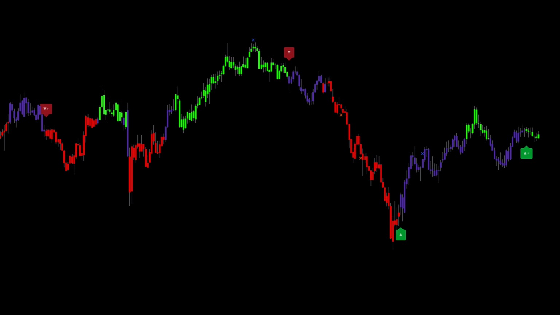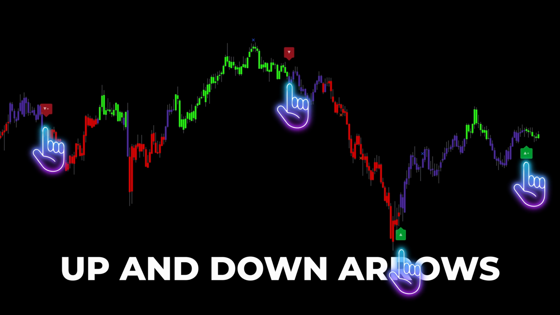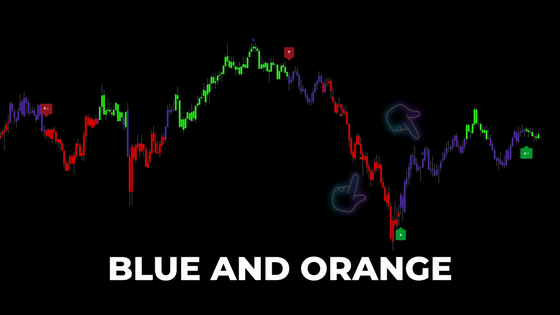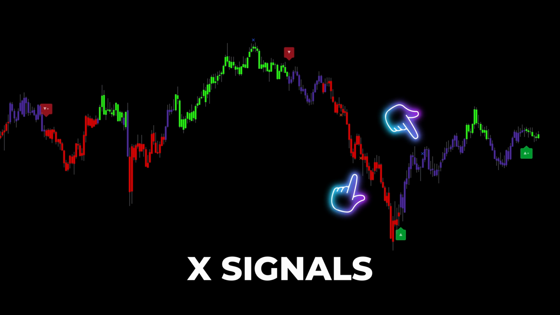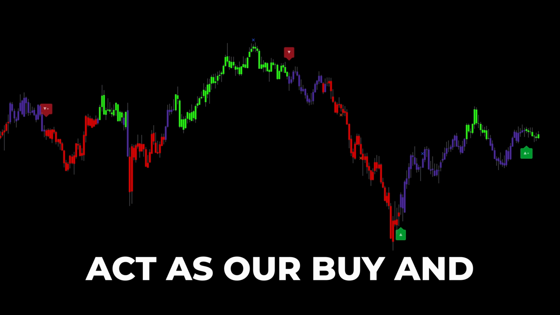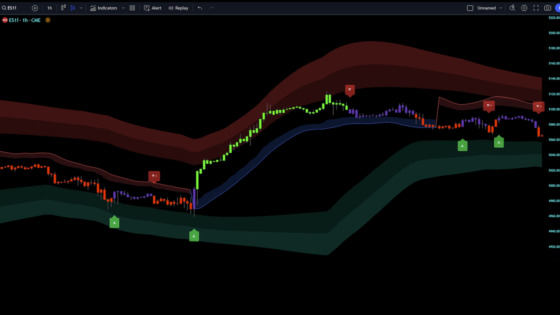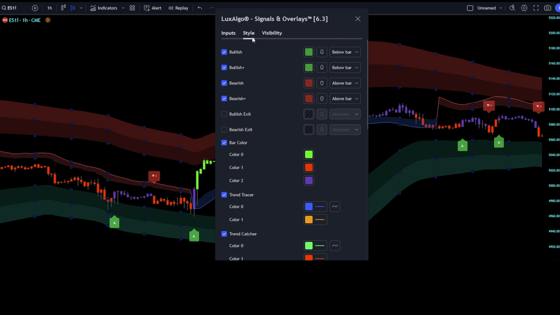Next, for our strategy, we are using the signal mode set to confirmation and exits, which gives us these up and down arrows on the chart, as well as these blue and orange colored X signals. The up and down arrows are going to act as our buy and sell entry signals. For this strategy, we do not want to use the exit signals, so if you like, you can open the style section within the indicator settings and just uncheck these two options right here.